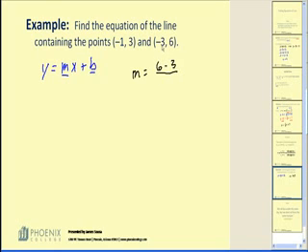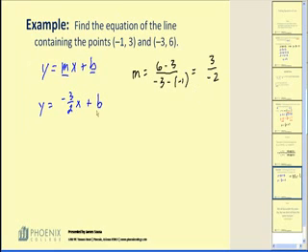x2 minus x1 would be -3 minus -1. Simplifying here, we'd have a +3 in the numerator and a -2 in the denominator. So our slope would be negative 3/2. Let's go ahead and replace m with negative 3/2. Now we're back to where we have to find the value of b. We can use either of these 2 points. I'm going to go ahead and use the first point. When x is negative 1, y is positive 3.